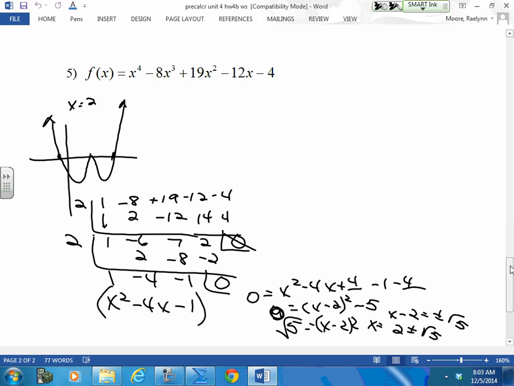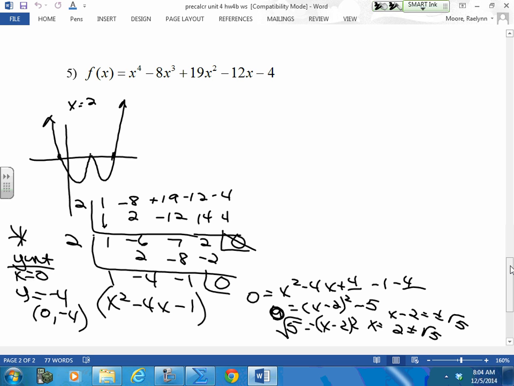Don't forget your y-intercept. Say, let x equal 0. So therefore, y is equal to -4. I'm okay with you doing this, as long as you tell me x is 0. Rather than write out all the zeros, when x is 0, it's all gone except for that -4.